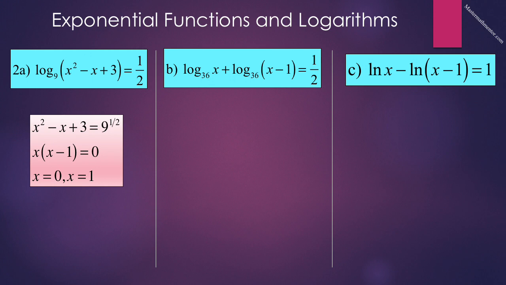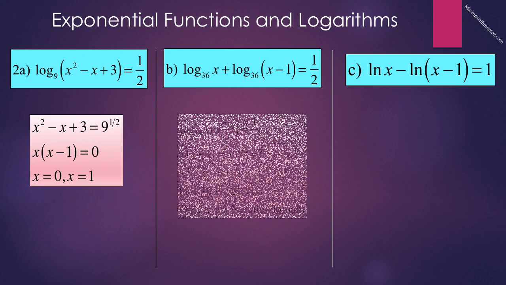We must check our answers to make sure we are taking the log of positive expressions. When x is equal to 0, we are taking the log base 9 of 3, and when x is equal to 1, we are also taking log base 9 of 3. So this problem has two solutions.